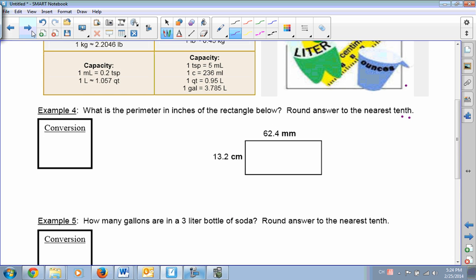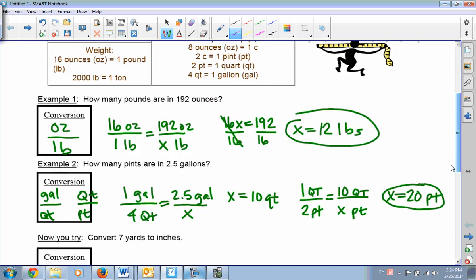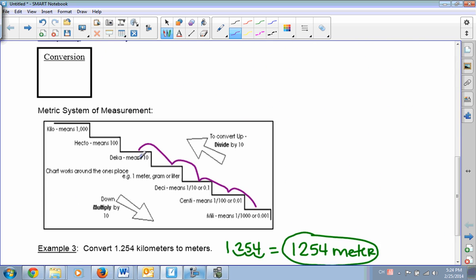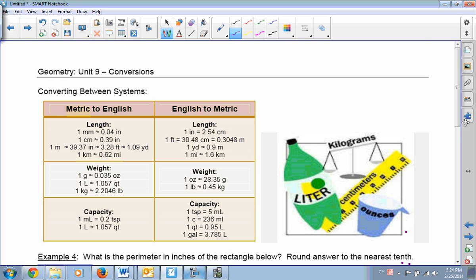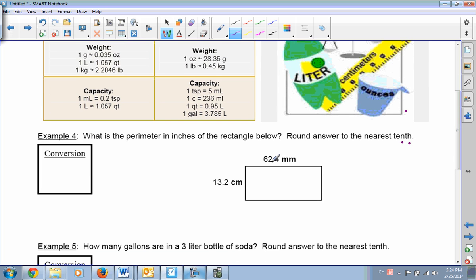Remember, if we go back and we look at centimeters and millimeters, here's milli, and centi is just one step above it. So we're just going to move the decimal 1 place. We're going to move it 1 place to the left. Bam. So 6.24 centimeters is 62.4 millimeters.